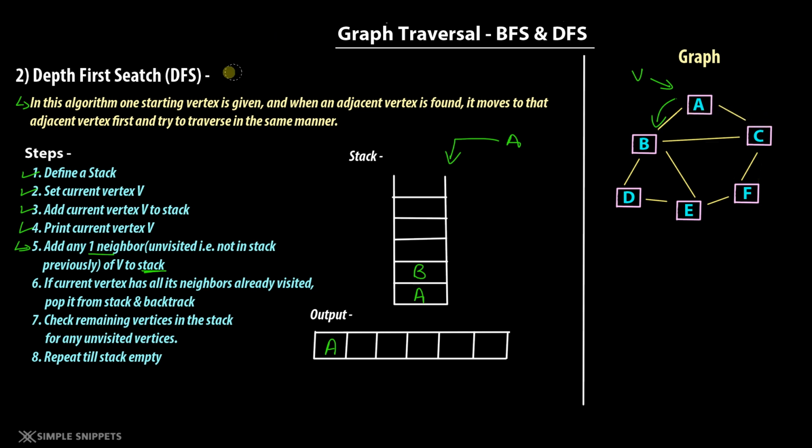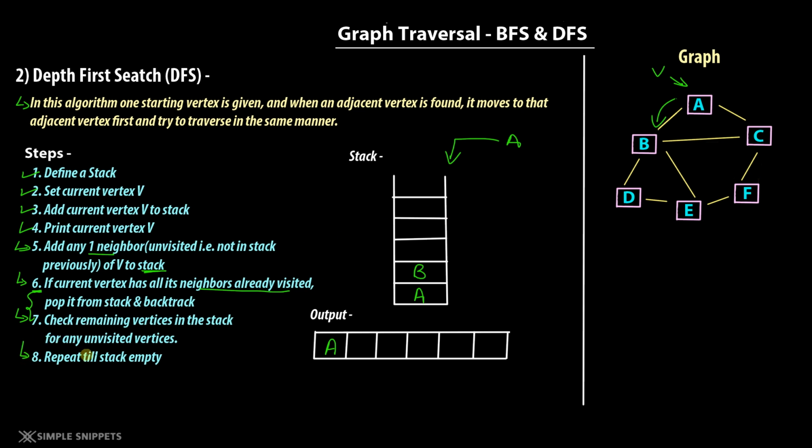We'll select B. Okay. Step 6 is if the current vertex, so we are currently at A, has all its neighbors already visited. So in case if we had visited all the neighbors, we would have popped it from the stack. But currently we've not visited any neighbors, right? So that's why we added B to the stack. This step is only when we've visited all the neighbors. So you can do the backtracking and you'll understand that in a minute. Let's just skip step 6. Let's move on. Step 7 says check remaining vertices in the stack for any unvisited vertices. This is when you do the backtracking. So step 6 and step 7 happens only when a vertex has all its neighbors already visited and you've backtracked, and I'll talk about that in a minute.